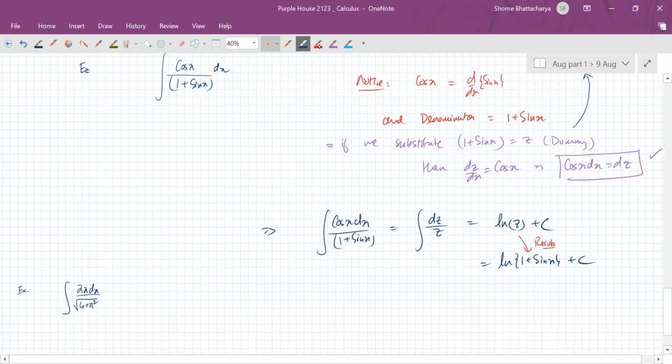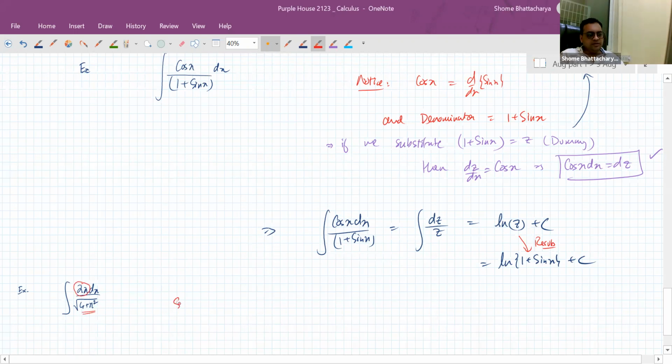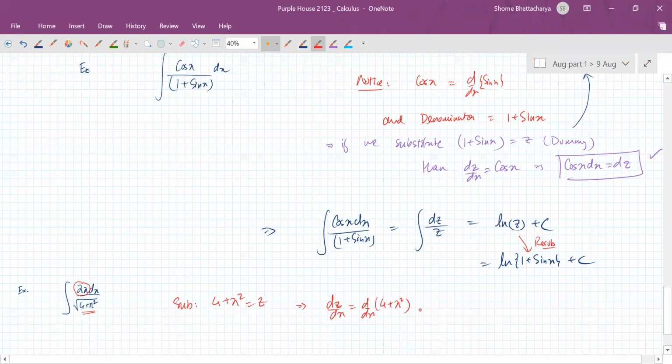Let's look at this question. You can see here that 2x in the numerator is the differentiation of this term. If you substitute 4 plus x square as z, then dz by dx is the differentiation of this term. Sir, root of 4 plus x square, right? But that is inside the root, beta. If you substitute root of 4 plus x square as z, then dz by dx you'll have to do by chain rule, na. That's so lengthy.